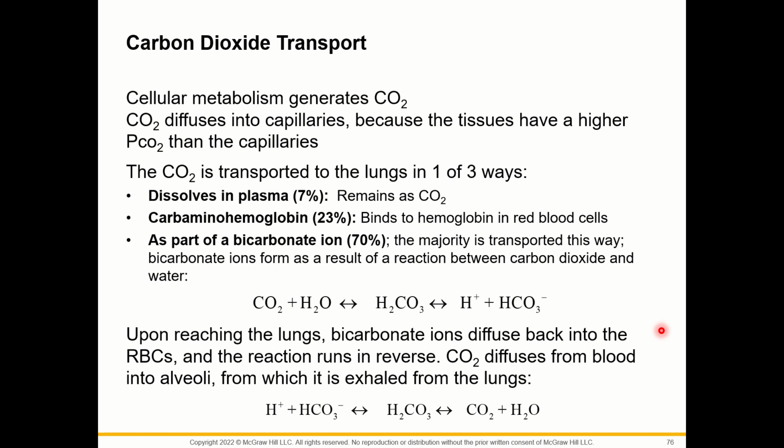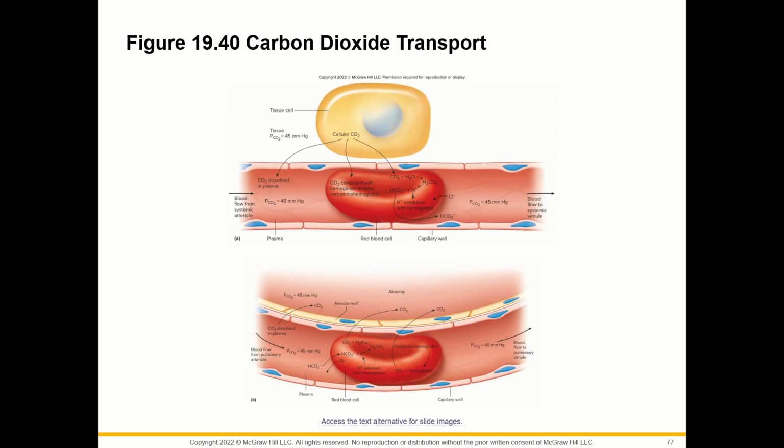So upon reaching the lungs, bicarbonate ions diffuse back into the red blood cells, and the reaction runs in reverse. And I just kind of took you through that. And carbon dioxide diffuses from the blood into alveoli, where you breathe it out. So this is the image showing you the carbon dioxide transport.